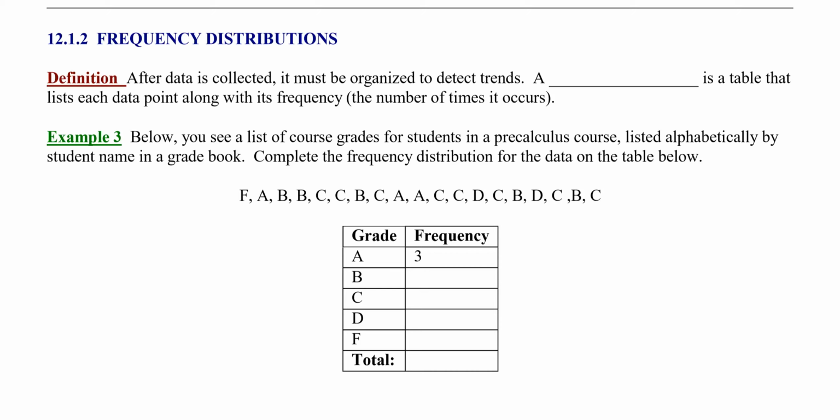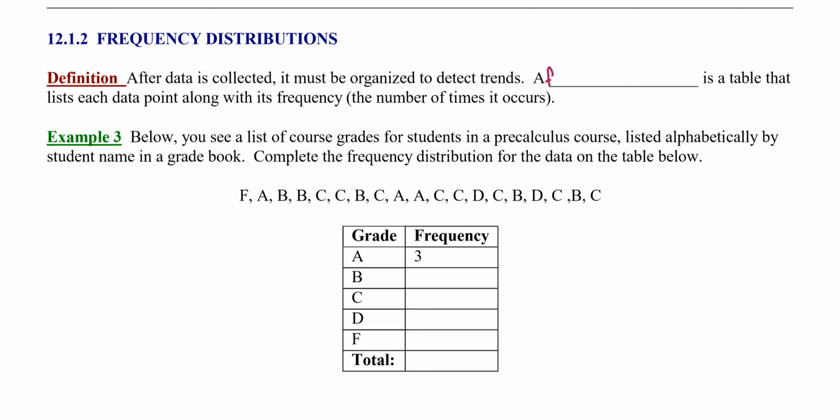Once we have identified a population under study and selected a sample that is both random and representative, then we begin to gather information. The first thing that we must do in order to properly interpret that information is organize the information. And one of the simplest, most fundamental ways to organize that information is using something called a frequency distribution. Definition: after data is collected, it must be organized to detect trends.